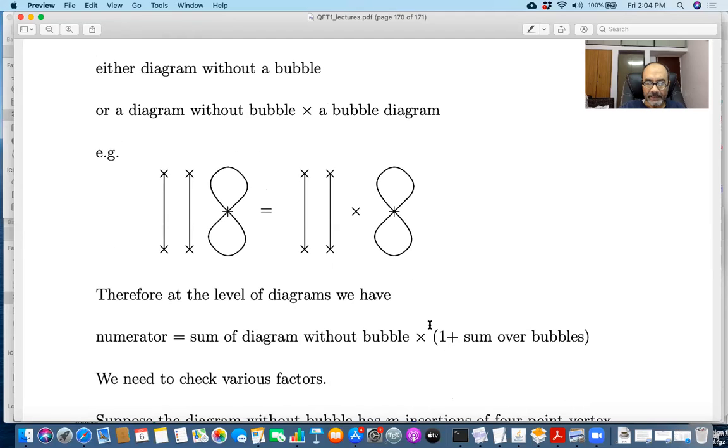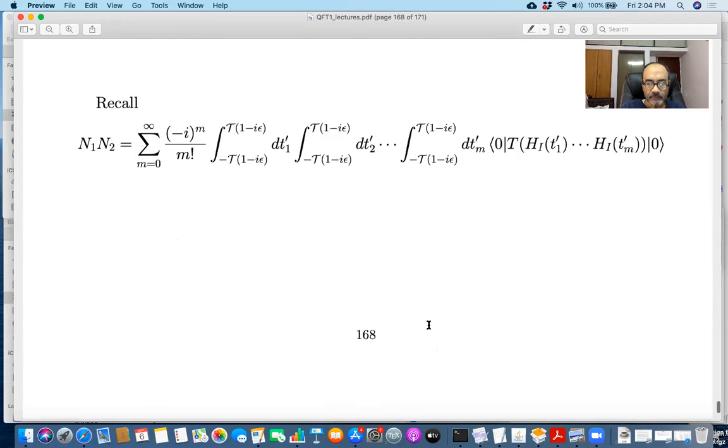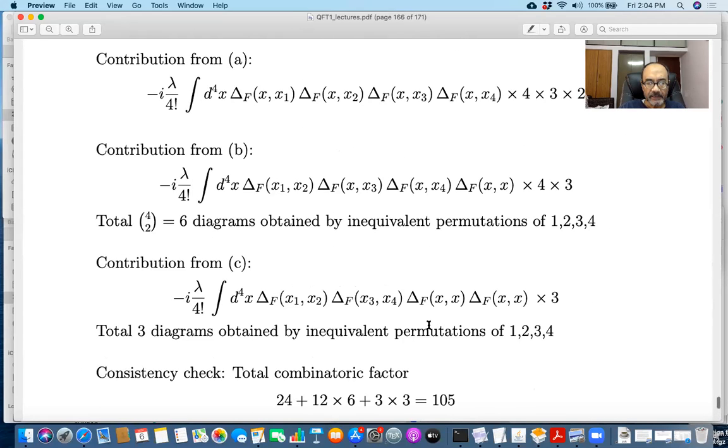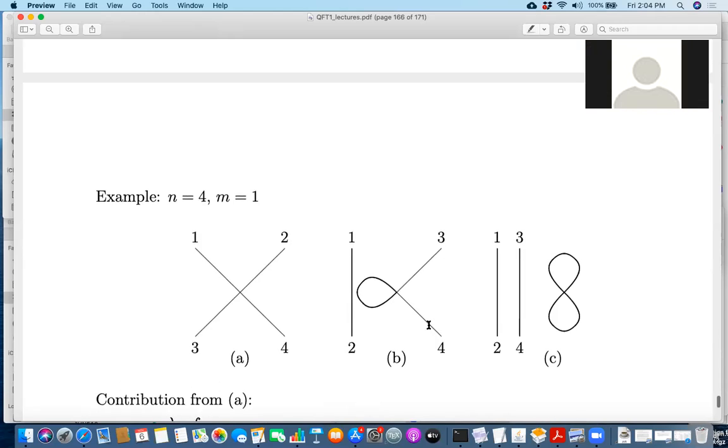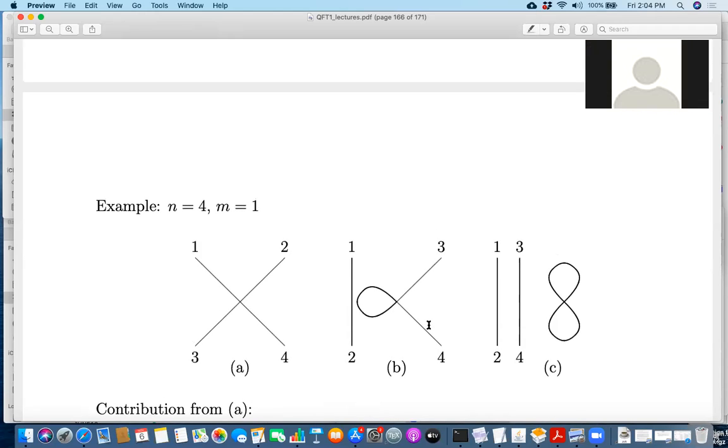Do you have any example? If you go to the first 3 pictures here, can we see that? Only the third one has a bubble. This one doesn't have a bubble, so this is without bubble. But now you can also add a bubble, right? That's a higher order diagram. That is also an allowed diagram in the numerator. See, order lambda square, right? There's a diagram. Okay, maybe I'll draw it here.